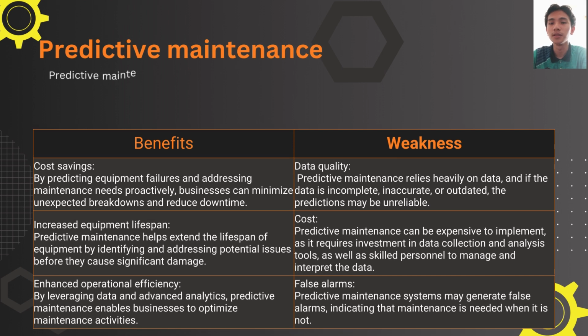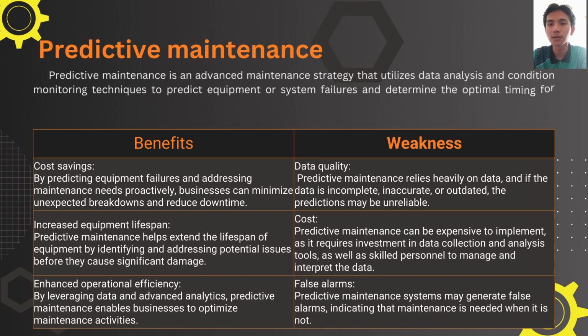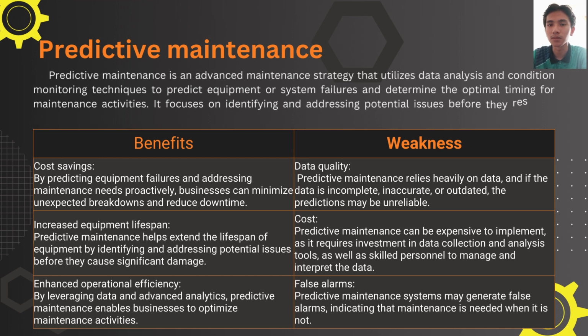Predictive maintenance is an advanced maintenance strategy that utilizes data analysis and condition monitoring techniques to predict equipment or system failure and determine the optimal timing for maintenance activities. It focuses on identifying and addressing potential issues before they result in equipment breakdown or performance degradation.